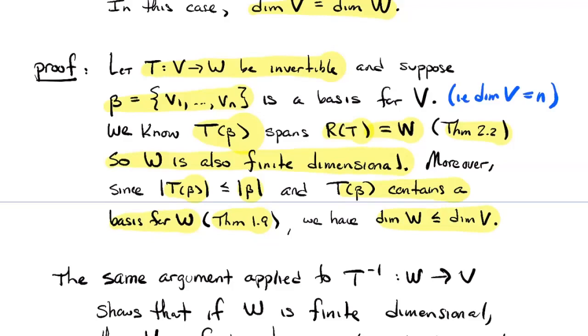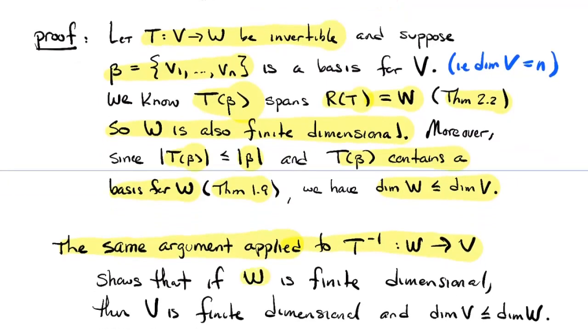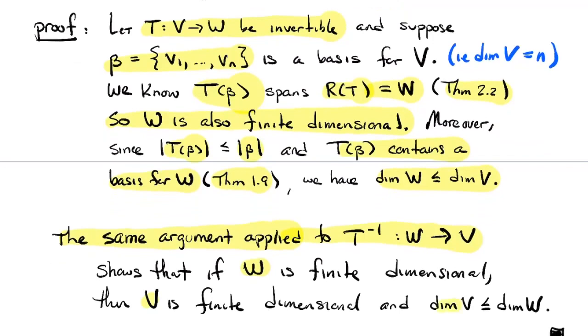Okay? But this is the cool part of this argument. It's what I like about it. Everywhere I was talking about T and beta, but you could just flip the argument. Flip the argument, but apply it to T inverse. Take a basis for W called gamma and go through exactly the same steps. And that same argument will show that if W is finite dimensional, then so is V, and you get the reverse inequality.